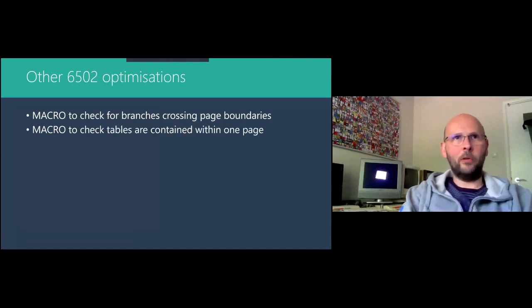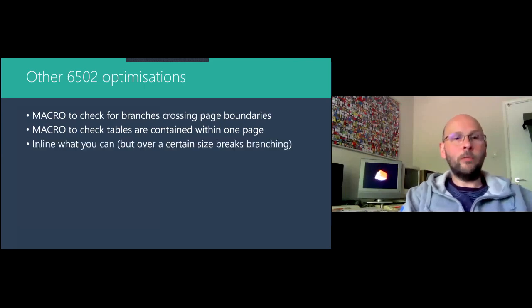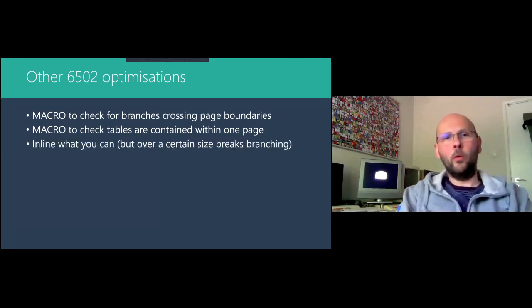Another macro checks that tables themselves don't overspill page boundaries. You can't have every table page aligned, but for smaller tables, just making sure they don't ever accidentally skip into the next page is really helpful. Inline whatever you can: if you can avoid having to jump to other functions, but just put that code directly inside another loop or inside another function, then that's really helpful. But again, beyond a certain size, you're breaking your ability to branch, and so you can't always do that.